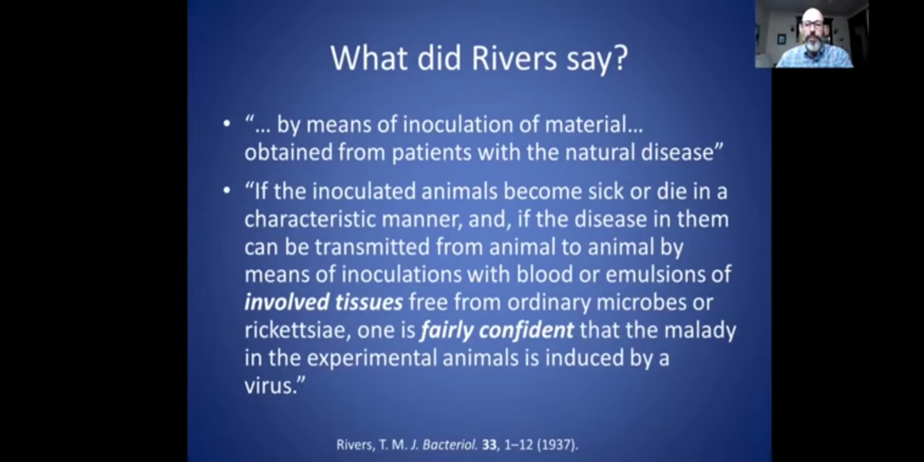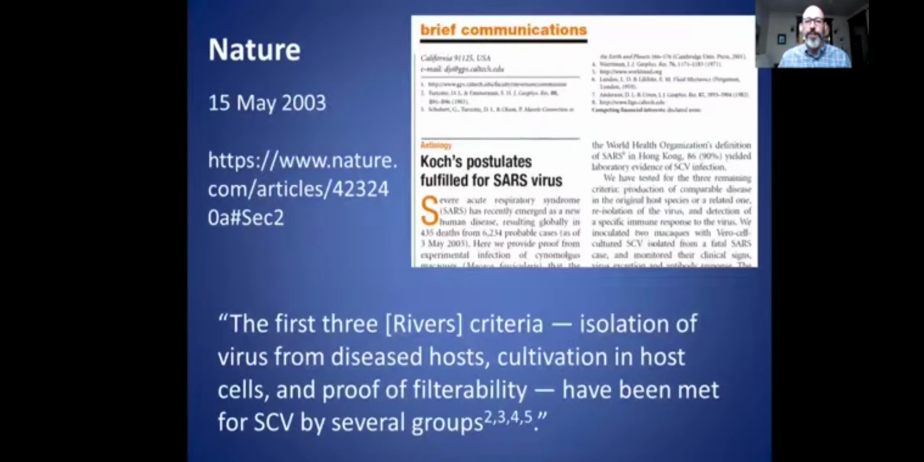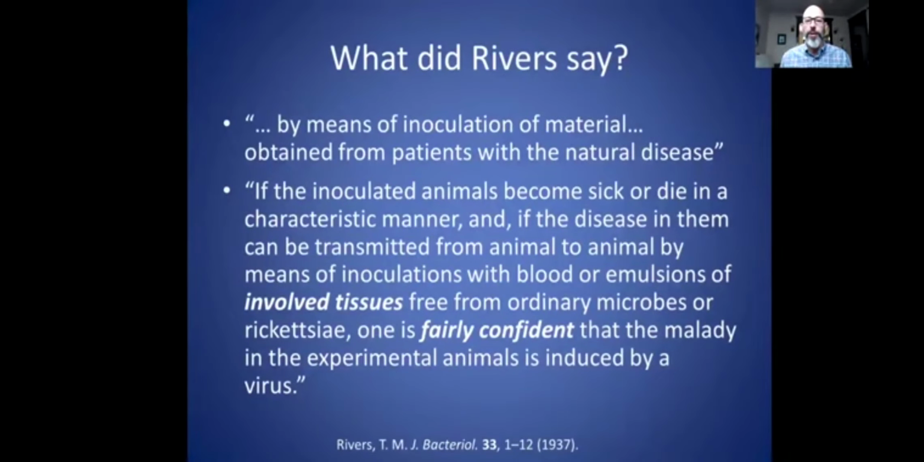Says one is fairly confident that the malady in the experimental animals is induced by a virus. So basically what he's saying is if you apply his criteria, it's not certain, but you can be fairly confident that the virus causes that disease. So that is not very inspiring of confidence in me, but nonetheless, that is what he said about these criteria. So in other words, even if all six of the criteria are satisfied, that only leads you to be fairly confident, not conclusive, not certain, not 100%, just fairly confident.